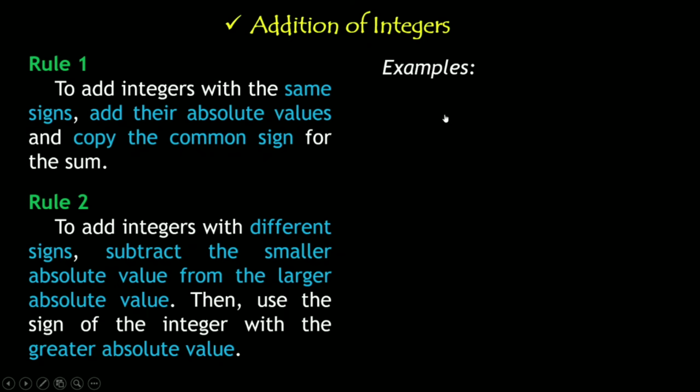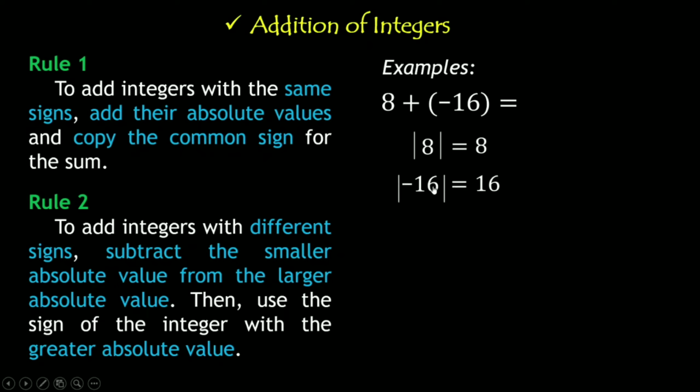For example, if we are to add the integers 8 and negative 16, clearly we can say na yung rule number 2 yung gagamitin natin since the integers have different signs or unlike signs. Sinasabi ng rule na kapag magkaiba yung signs, ang gagawin lang natin at first is to subtract the smaller absolute value from the larger absolute value. So para magawa natin ito, kunin muna natin yung absolute value ng 8 at negative 16. So the absolute value of 8 equals 8 and the absolute value of negative 16 equals 16.